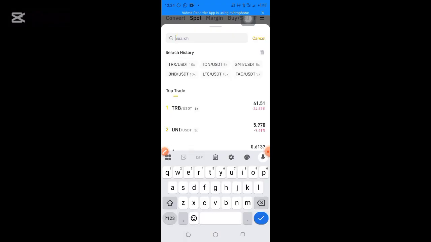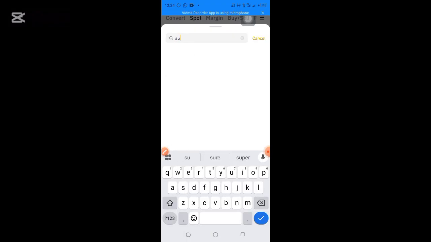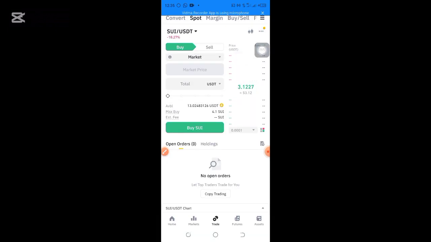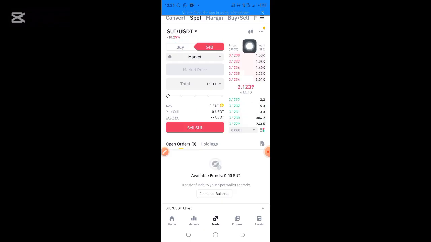I want to buy Sui. That's SUI. Sui slash USDT. Can you see it, guys? I want to buy it. I click on it. So this green simply means you want to buy. You can see buy here. The buy icon has green color, while the sell icon has red color. So I want to buy.